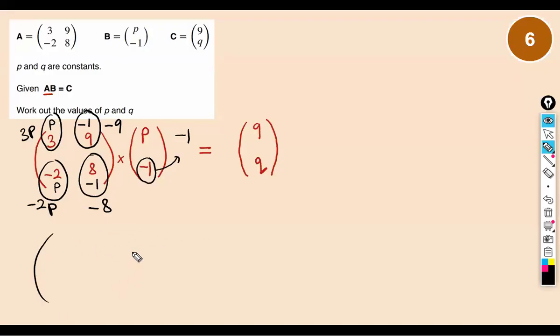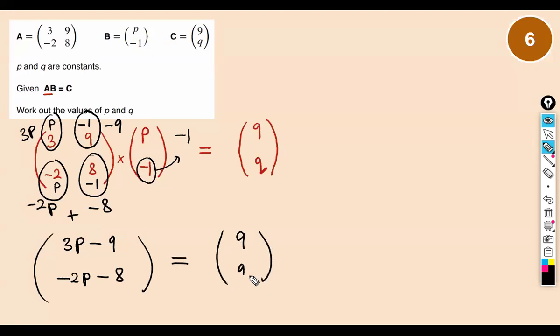So where can I write this? So the top boils down to 3p minus 9, and the underneath boils down to minus 2p plus minus 8. Well, a plus and a minus is a minus. So it boils down to minus 2p minus 8. And this is equal to the other side, which is 9 and q. So when you simplify this side, you end up with one expression on top and one expression underneath. And on this side, you have one answer on top and one answer underneath. So the top is equal to the top and the underneath is equal to the underneath.